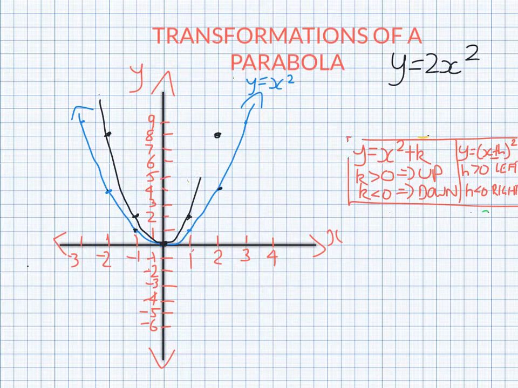So the graph will look like this. Now it's still the same sort of shape, like a bowl kind of thing, but it's actually thinner. The parabola's gotten thinner.